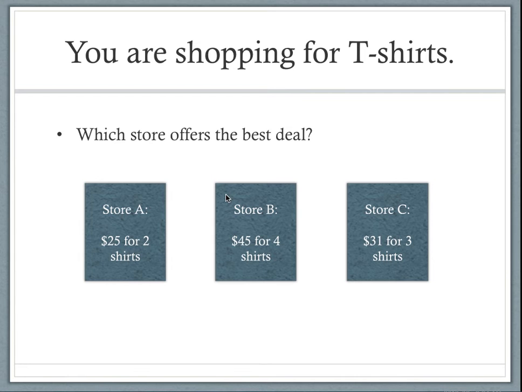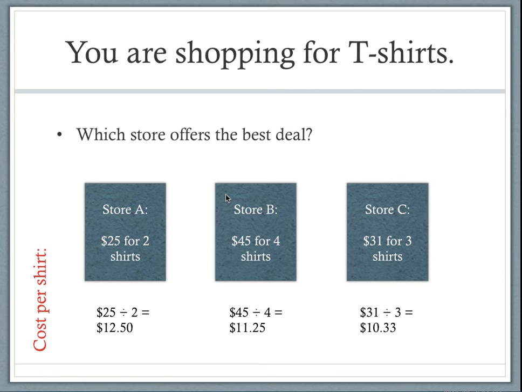Well, store A's cost per shirt is $25 divided by 2. Store B, cost per shirt, $45 divided by 4. Store C, cost per shirt, $31 divided by 3. And so the first one's $12.50. The second one is $11.25. The third one is $10.33. So store C has the best deal.